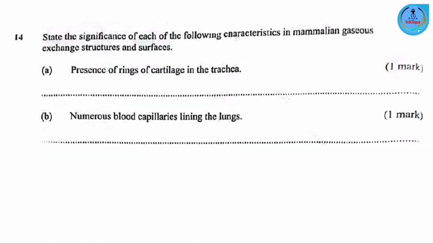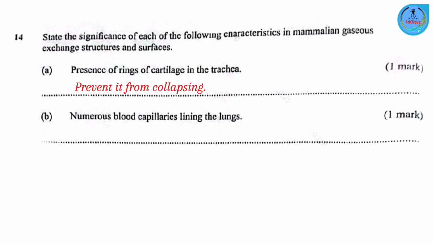Moving on to the next question. State the significance of each of the following characteristics in mammalian gaseous exchange structures and surfaces. Part A, the presence of rings of cartilage in the trachea. So the trachea is surrounded by cartilage rings. Why? To prevent it from collapsing.